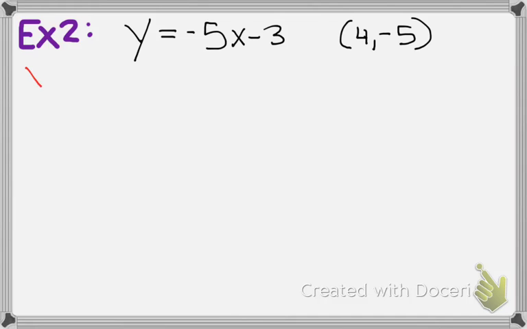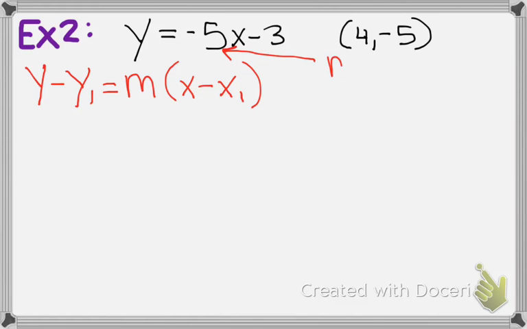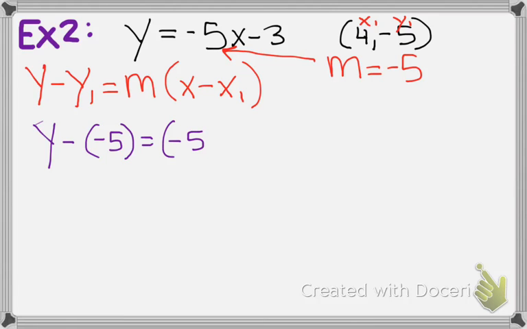Our point-slope formula is y minus y1 equals m times the quantity of x minus x1. We can locate our slope in our equation. Our slope is negative 5. We have our x1 and our y1 to plug into the equation. Y minus y1, which is negative 5, equals slope, negative 5, times the quantity, x minus x1, which is 4.